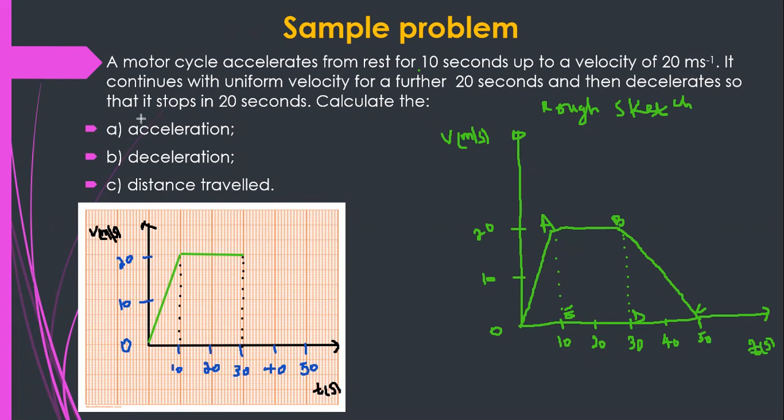And then it decelerates so that it stops in 20 seconds, which is 50. I've explained that here. So you shouldn't have problem with that. So let's just draw the line, not to waste more time. Let's draw the line for the motion. So we should have something like this. Okay, good job.